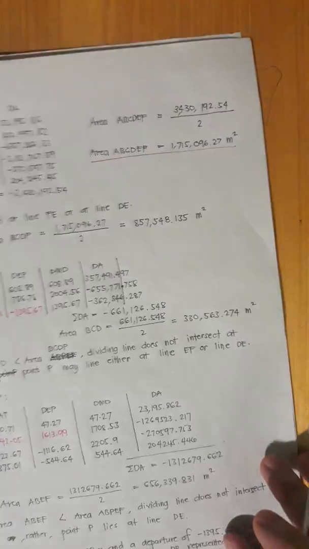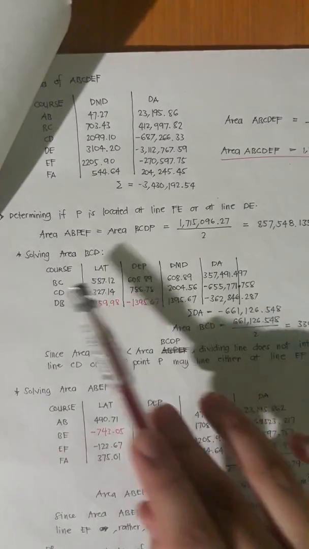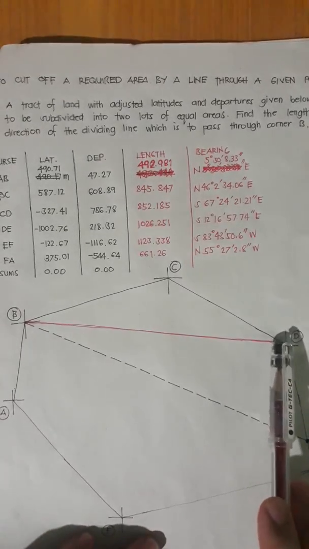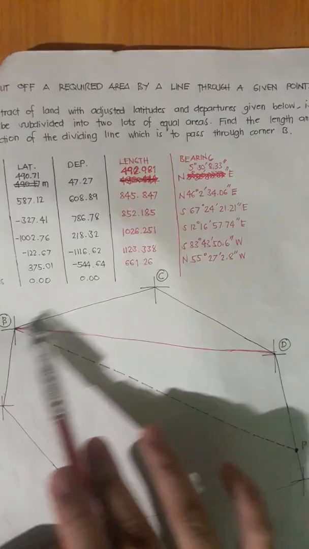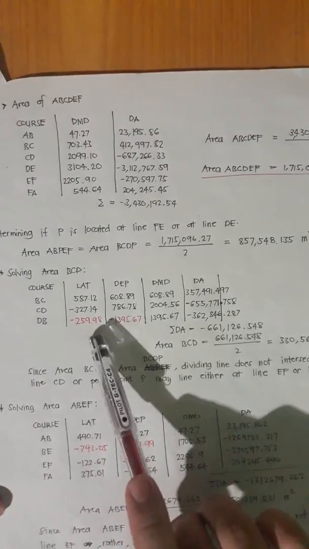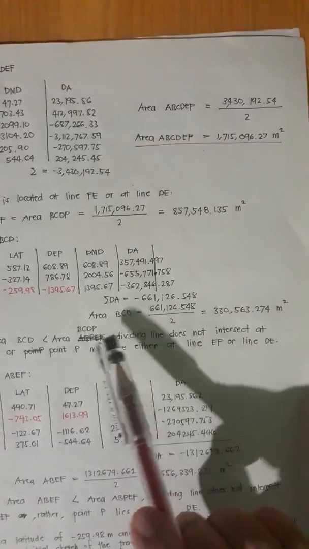We will also confirm. So what will happen is we solve for area BCD. We already have the latitude of BC and CD. We are yet to determine the latitude and departure of line DB. For this area, this would be the closing line, line DB. You already know how to get the area using DMD or DPD.